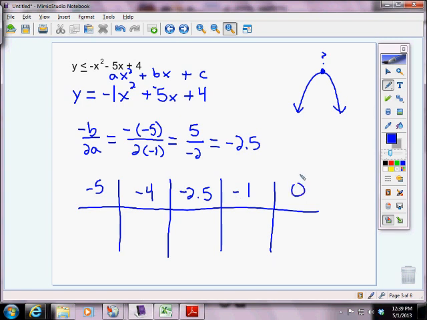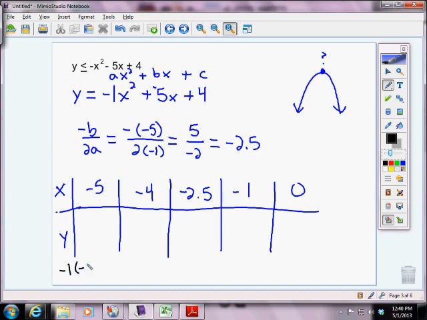So now just plug these x values in. Remember, these are the x's, your inputs, and these are the y's. Plug them in for x right here. So if I were to put in negative 1 times negative 5 squared plus negative 5 times negative 5 plus 4, remember for this right here, put it in parentheses.